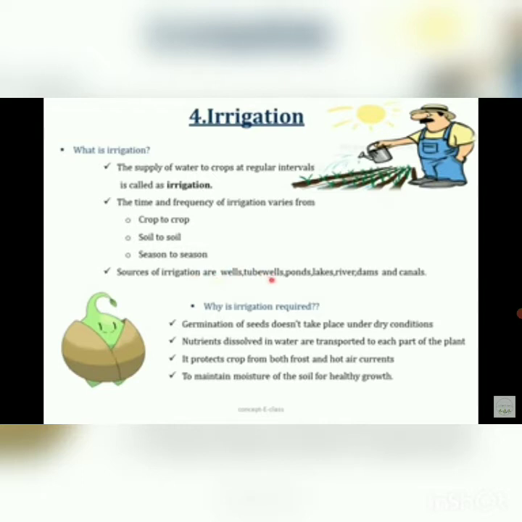And why is irrigation required? Germination of seeds doesn't take place under dry conditions. Nutrients dissolved in water are transported to each part of the plant. It protects crops from both frost and hot air currents, and maintains the moisture of the soil.